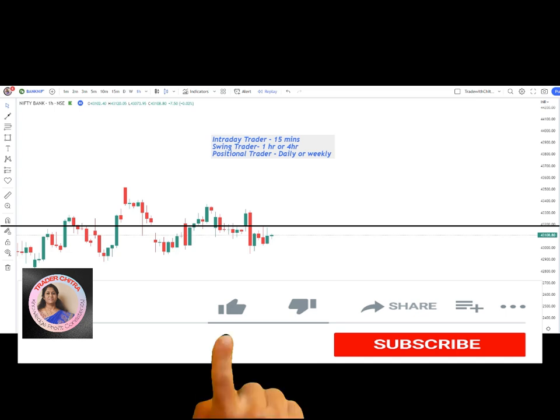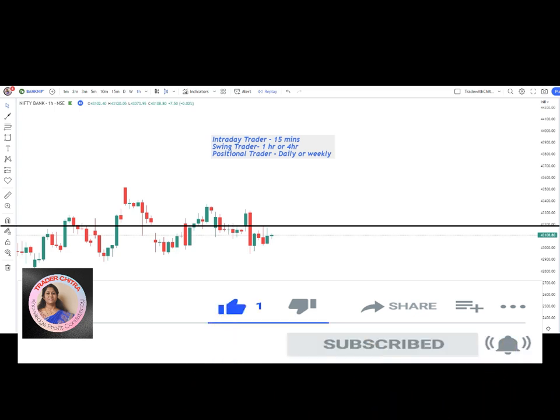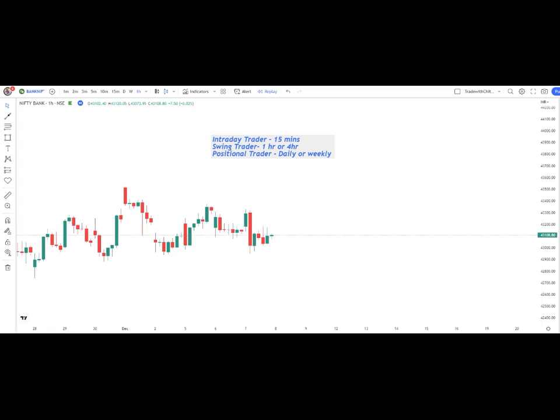The inside bar pattern can be traded by intraday traders, swing traders, and positional traders. The time frame for intraday traders is 15 minutes. Swing traders can go with the 1 hour or 4 hour time frame chart. Positional traders can go for the weekly or daily time frame chart. If you go below the 15 minute time frame chart, chances are higher for false breakouts.